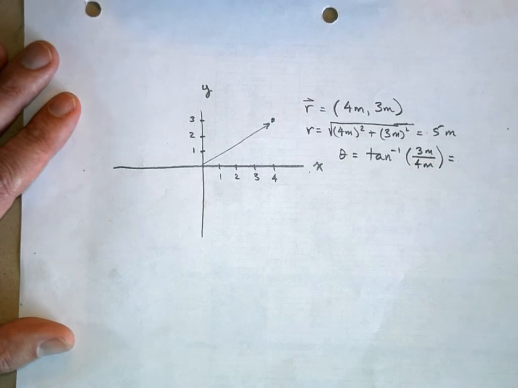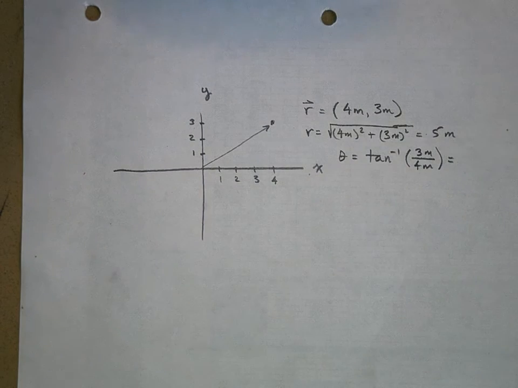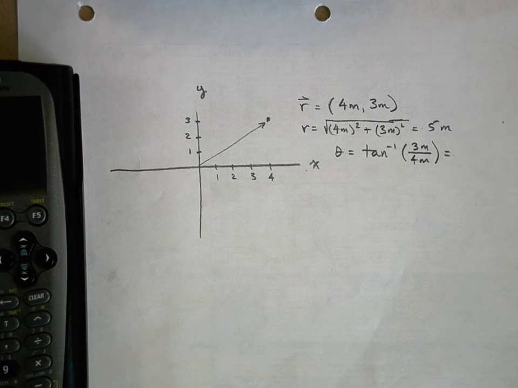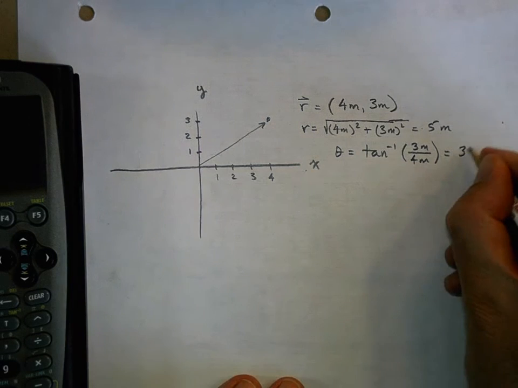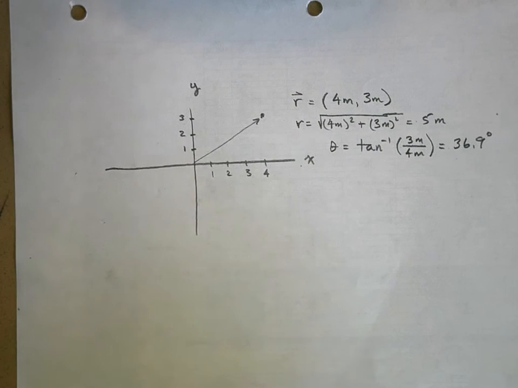And when you plug that into your calculator, you get, well, let's see, what do we get? Oh, where's my calculator? Let's see, I'm going to say inverse tangent of 3 divided by 4. I hit enter, and I get 36.9 degrees. Okay? So follow along, put that in your calculator, make sure that's what you get.